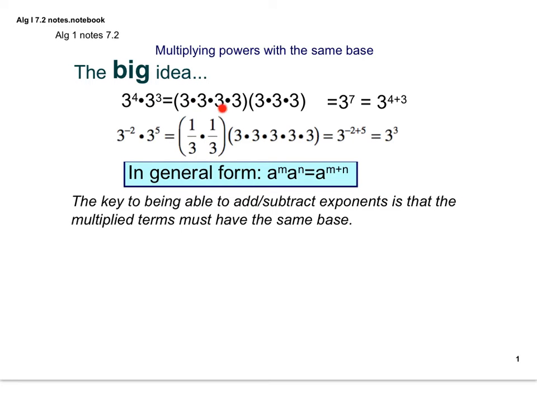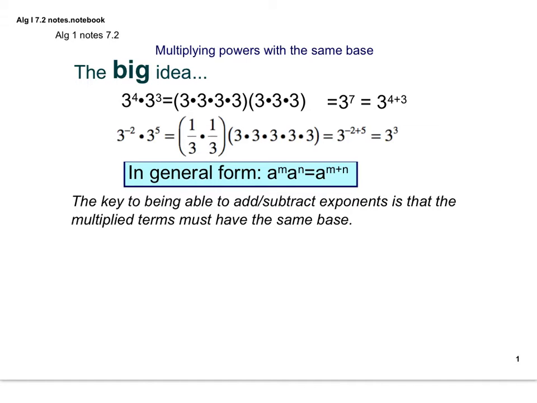This is a visual of what's going on here. 3 to the 4th is really 3 times 3 times 3 times 3. And 3 to the 3rd is really 3 times 3 times 3. So you really have 3 to the 7th here. And so this is a visual for you on how that works and why that works.